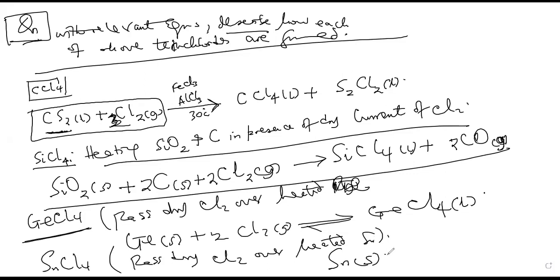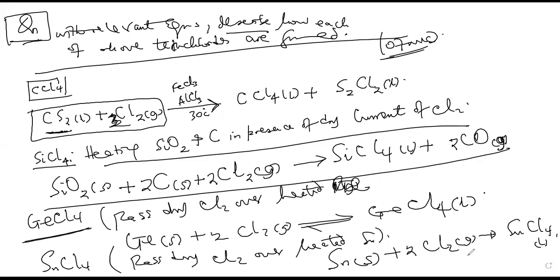In heated tin, we pass dry chlorine and we shall form tin tetrachloride liquid. So for all these reactions, this question can come when they have given it 7 or 8 marks, because each tetrachloride has a different method of preparing it, okay? So, or forming it. Now looking at this, we shall have tin and chlorine to give us tin tetrachloride.